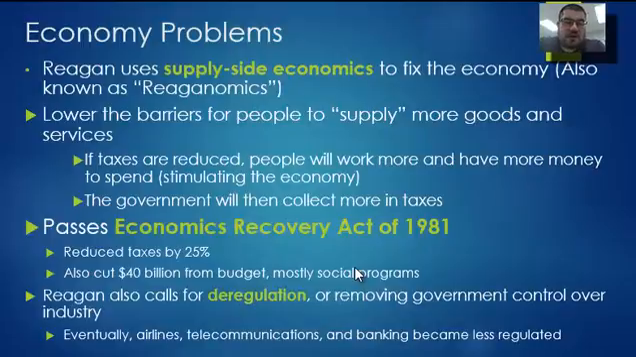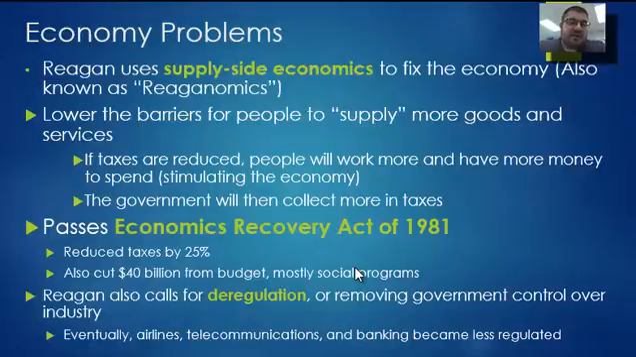So back to where we were, the government also passes the Economic Recovery Act of 1981, which reduces taxes by 25%, but in compensation for reducing taxes, Reagan also convinces Congress to cut $40 billion from the budget, mostly social programs, which conservatives don't want anyway.